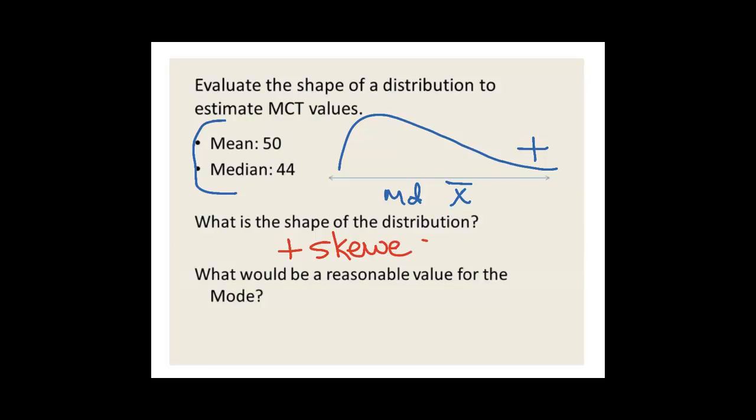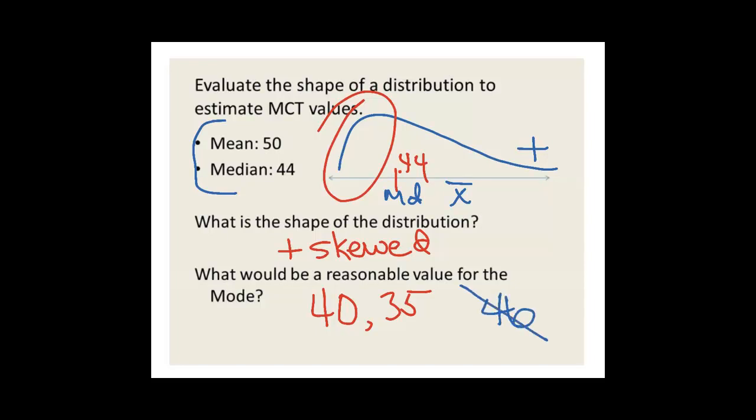A reasonable value for the mode would be something lower than the median. The median came in at 44. So something for the mode, I don't know, 40. 40 would be reasonable. 35, there could be no mode. What wouldn't be reasonable is you wouldn't say that there is a mode of, say, 46. That would be wrong, because the mode isn't going to be between the median and the mean.